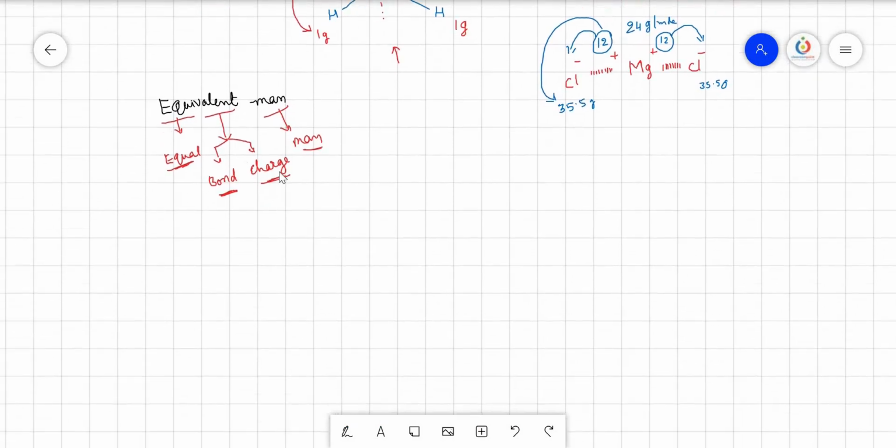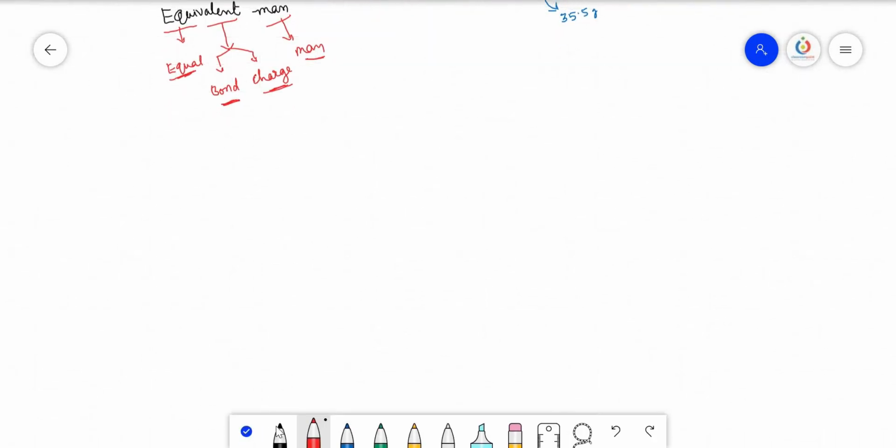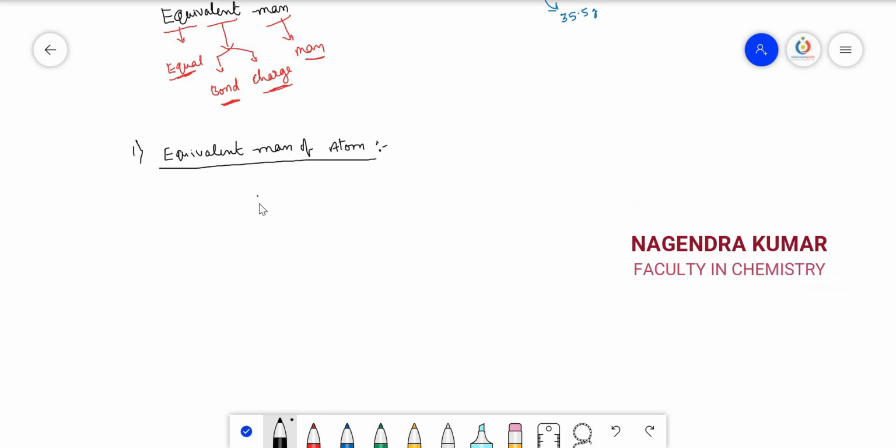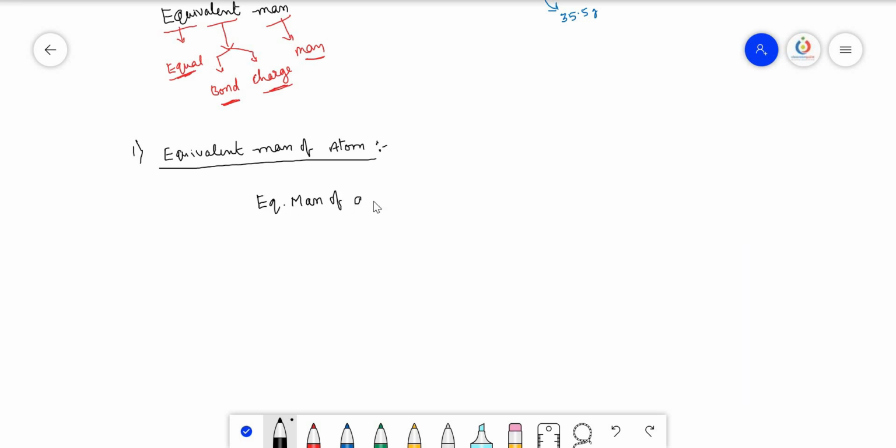Now how to calculate equivalent mass? Let us see the formula. Different formulas are available. First of all, calculation of equivalent mass of an atom. Equivalent mass of an atom is equal to atomic mass by valency.